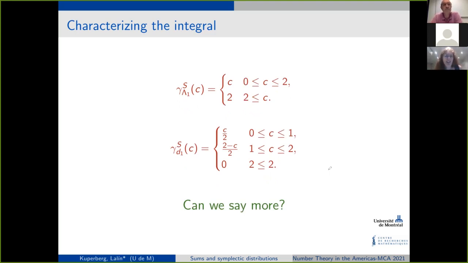What can we say? We would like to have formulas in random matrix theory with the square. Thank you very much.